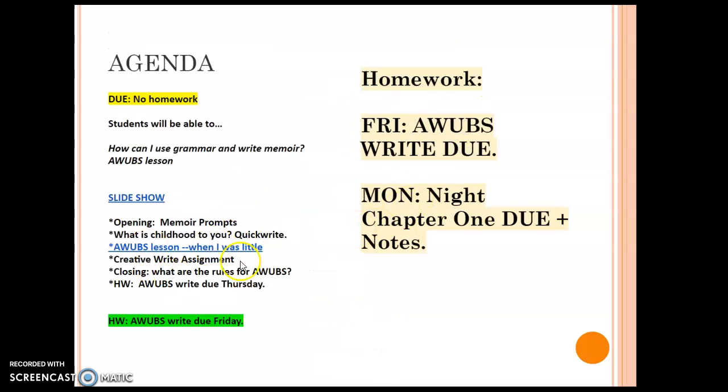So homework-wise, today is a grammar lesson. The AWUBS write, that is a typo, will be due Friday by the end of the day, and it is digital, so you'll turn it in digitally. And then Monday, you should finish reading Night Chapter 1. If you are not able to be at school, realize I will post, hopefully I will find and post, a digital copy of Night for you to read.